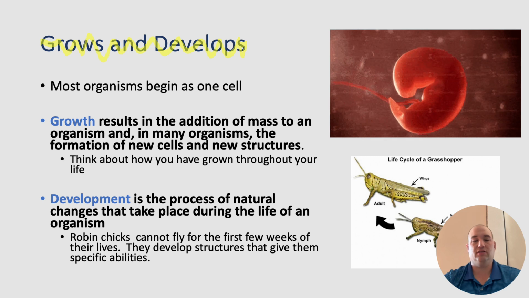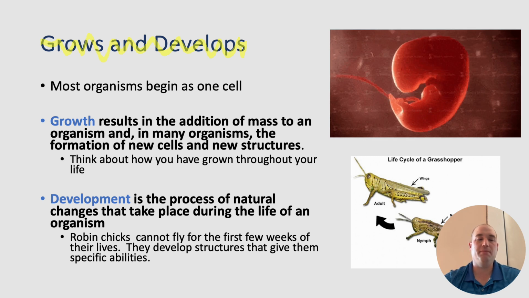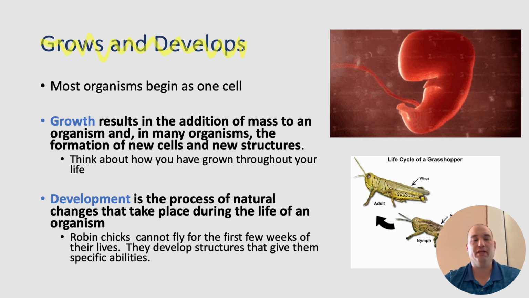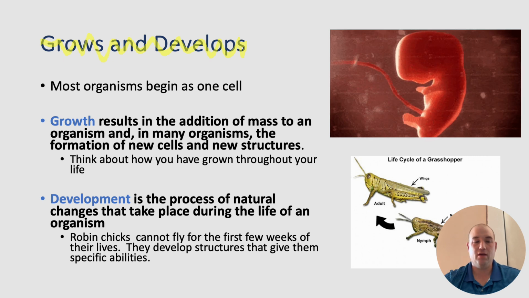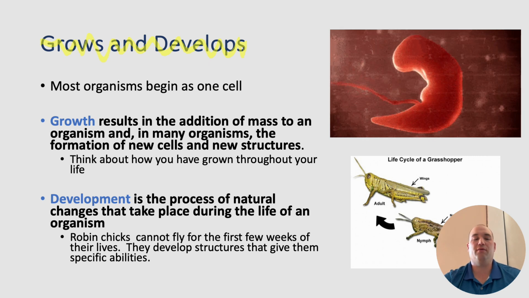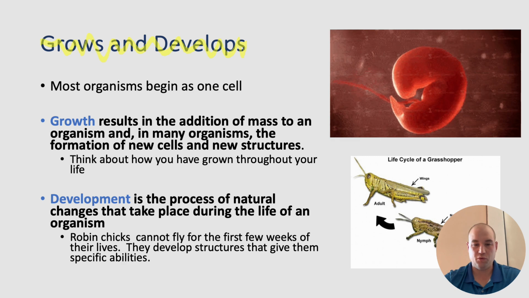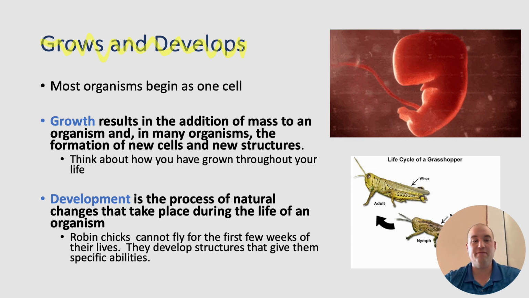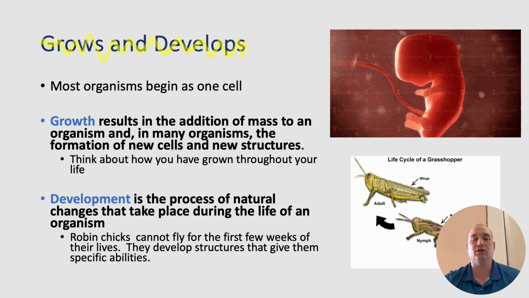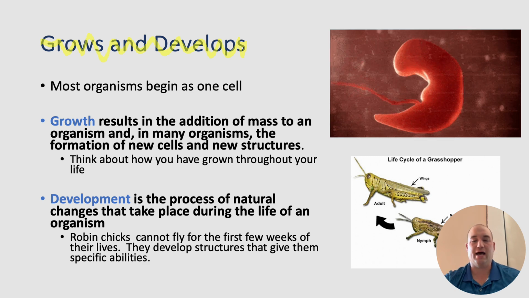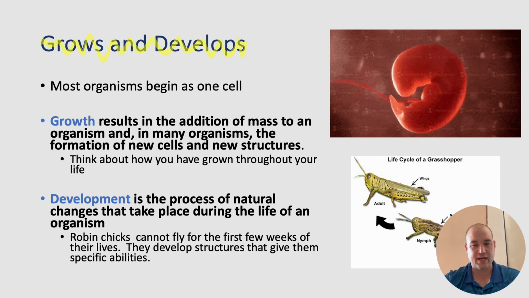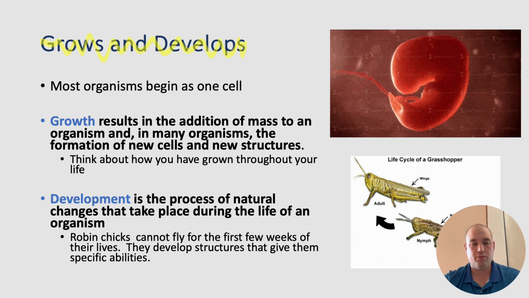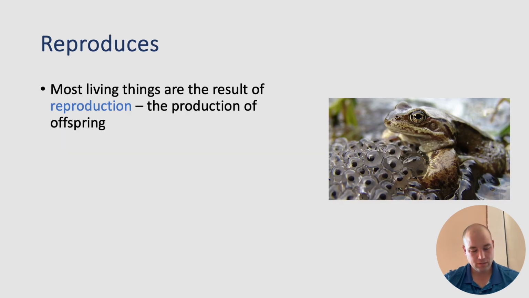Development is the process of natural changes that take place during the life of an organism. An example of this would be robin chicks, which cannot fly for the first few weeks of their lives. They develop structures that give them the specific abilities to do so. They develop as time progresses. So these two things go hand in hand: growth and development. The next one we have is reproduction.